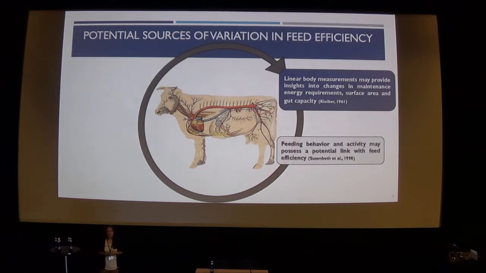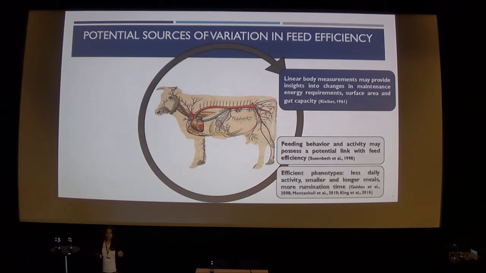Other things that have experienced increased interest are feeding behavior and activity, since those two have a potential link to feed efficiency. And in fact, previous research has shown that efficient phenotypes have been associated with less daily activity, having smaller and longer meals, and also devoting more time to rumination processes.